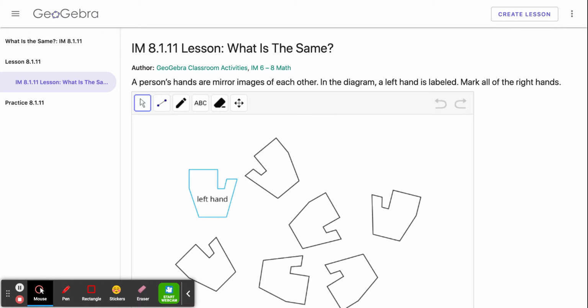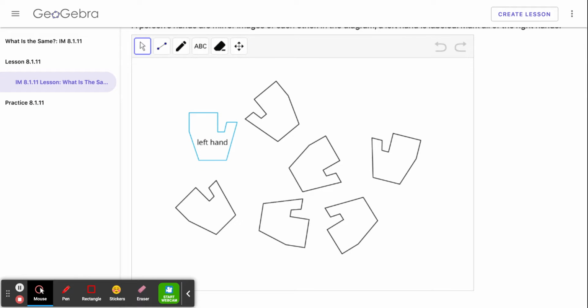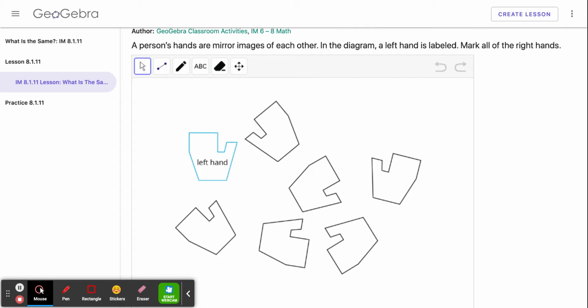In today's class, we picked up where we left off yesterday with lesson 11. What is the same? The first activity says a person's hands are mirror images of each other. In the diagram, a left hand is labeled. It asks you to mark all of the right hands. So go ahead and pause this video and mark all of the right hands.